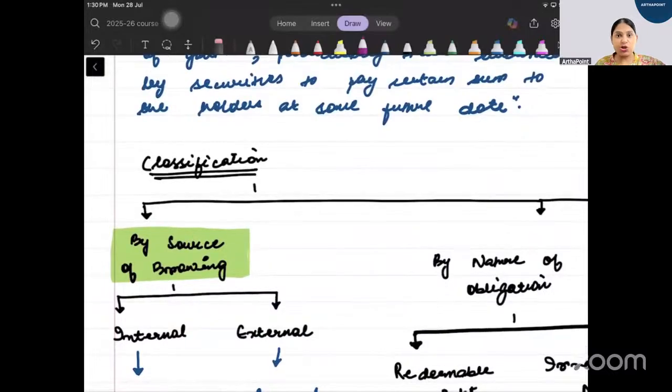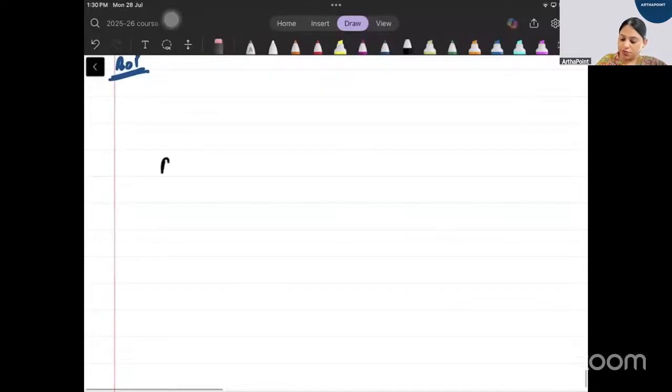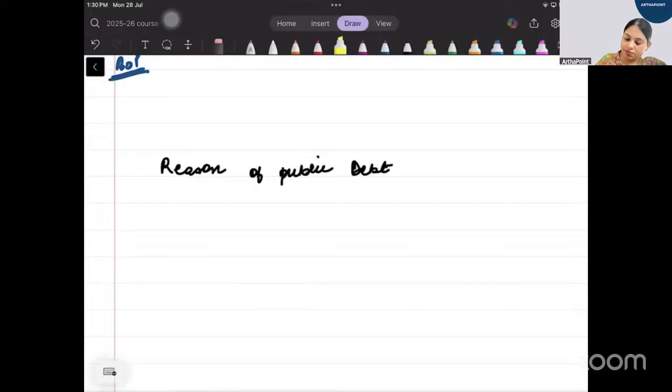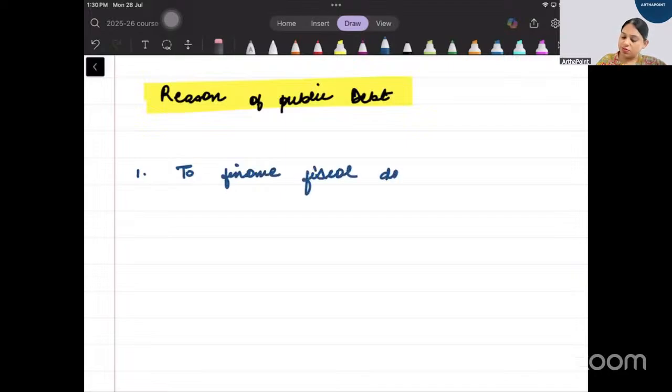Right. So these are the types of debts that you have, different classifications. Now let's go ahead and talk about the reasons why government borrows. Reasons of public debt. Right. First, to finance fiscal deficit.